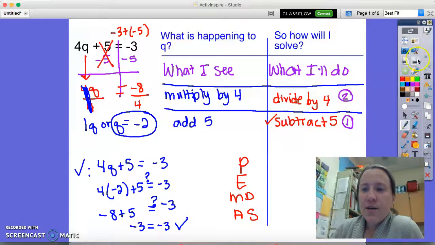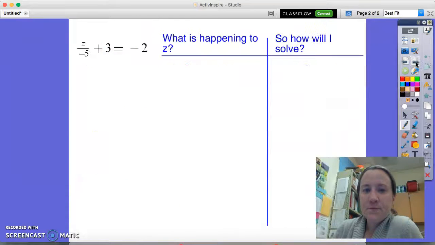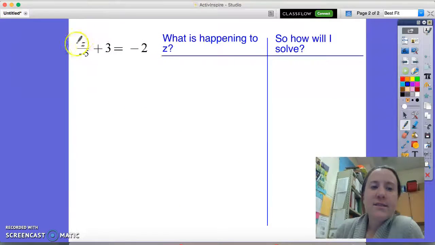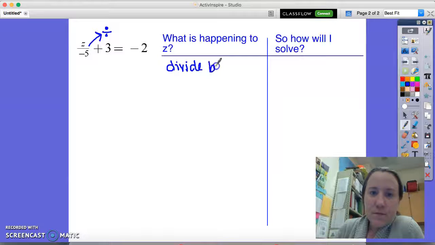We are going to look now at a second equation. We're going to use the same process. So our second equation is z over -5 plus 3 is equal to -2. So we're going to start out the same way. If I look at this equation, the first thing that I should notice is this fraction bar. And this fraction bar, as you already know, means division. So the operation that I see happening is divided by a -5.